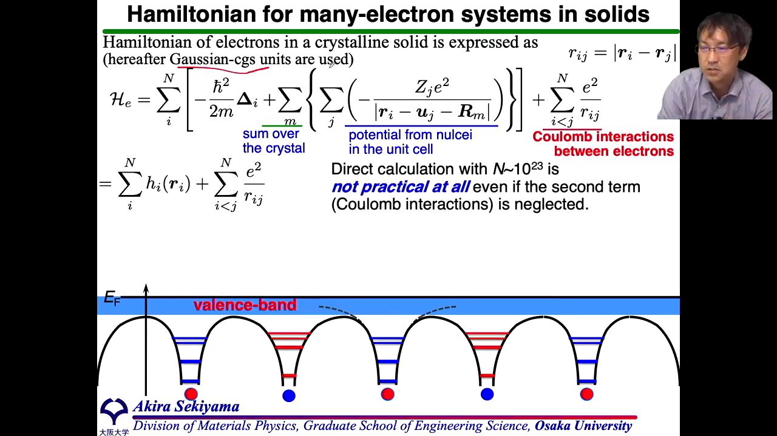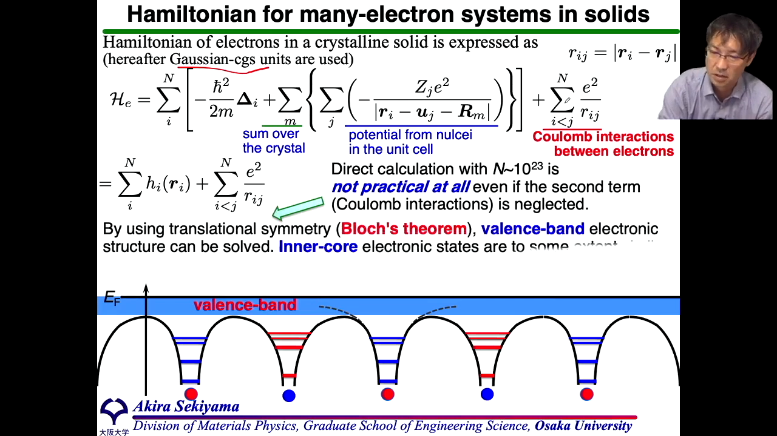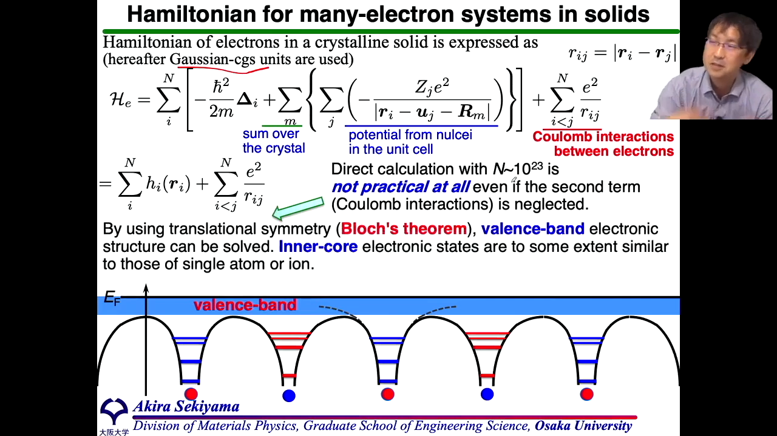Of course, the direct calculation of this Hamiltonian is not practical at all, even if the second term, this Coulomb interaction, is neglected. In the case of the solid-state spectroscopy as well as the condensed matter physics, we use translational symmetry of the crystalline solid. Then the valence band electronic structure can be solved.